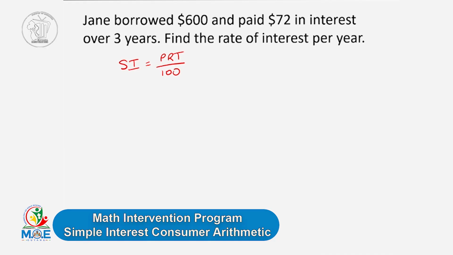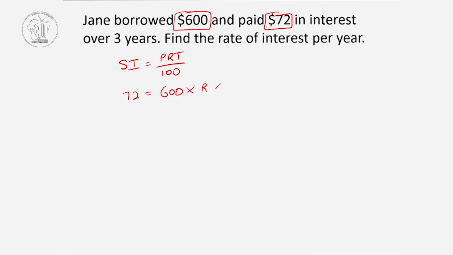So the simple interest here would be $72, because that is the interest. So 72 is equal to the principal, which is the amount of money borrowed, in this case 600, multiplied by the rate that we want to find, multiplied by the time, which is 3 years, all over 100.